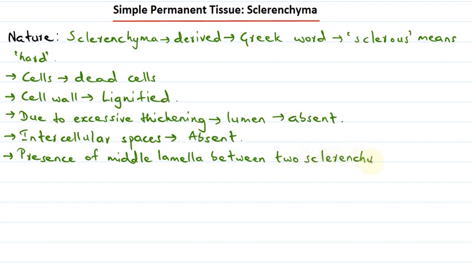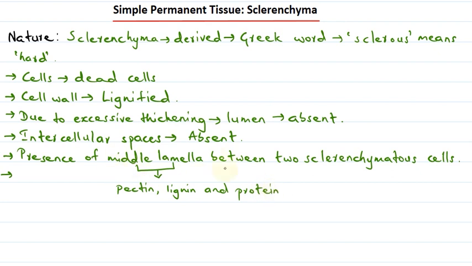Then the middle lamella is a thin layer consisting of cementing substances. It consists of cementing substances like pectin, lignin, and it also contains protein. So this middle lamella that is present between two sclerenchymatous cells is a thin layer consisting of these cementing substances.